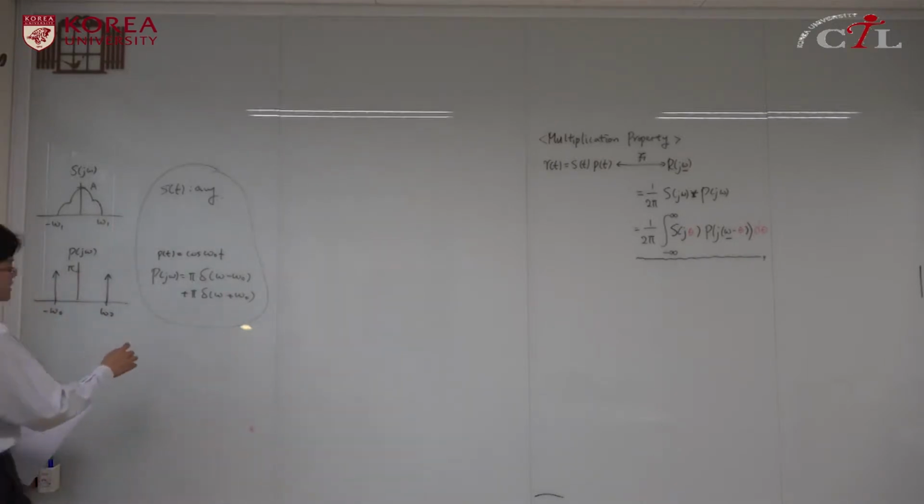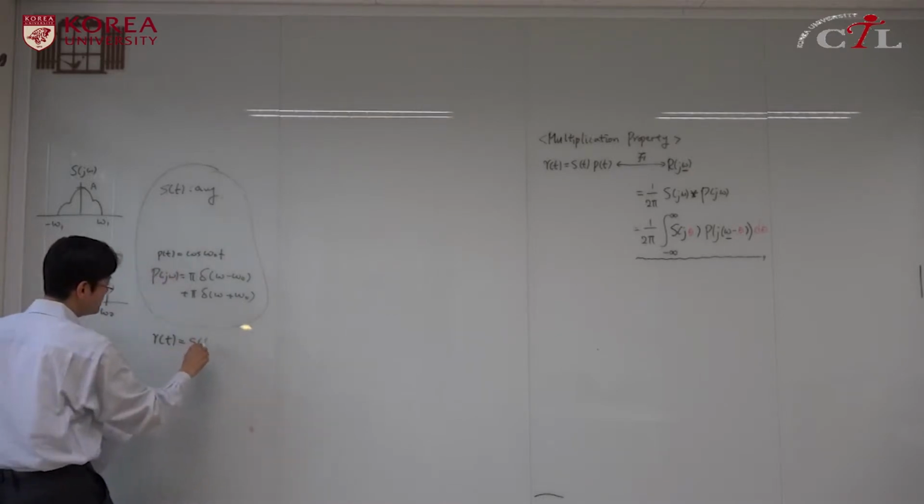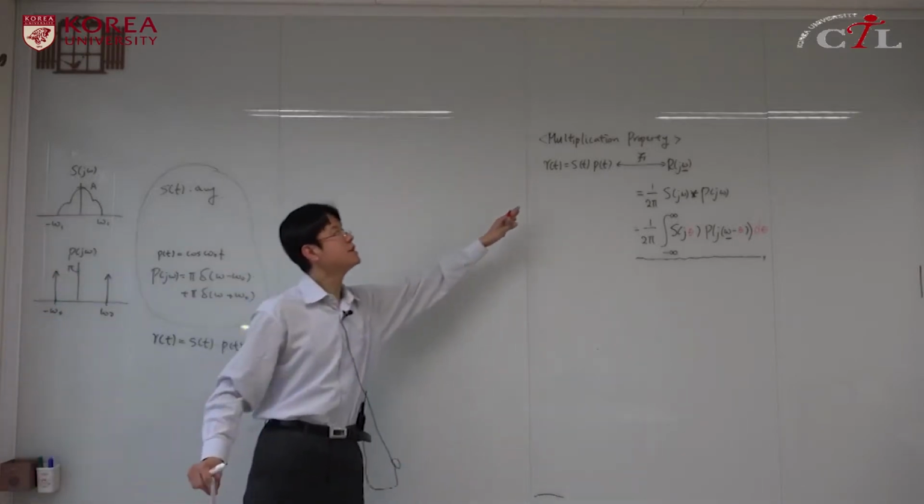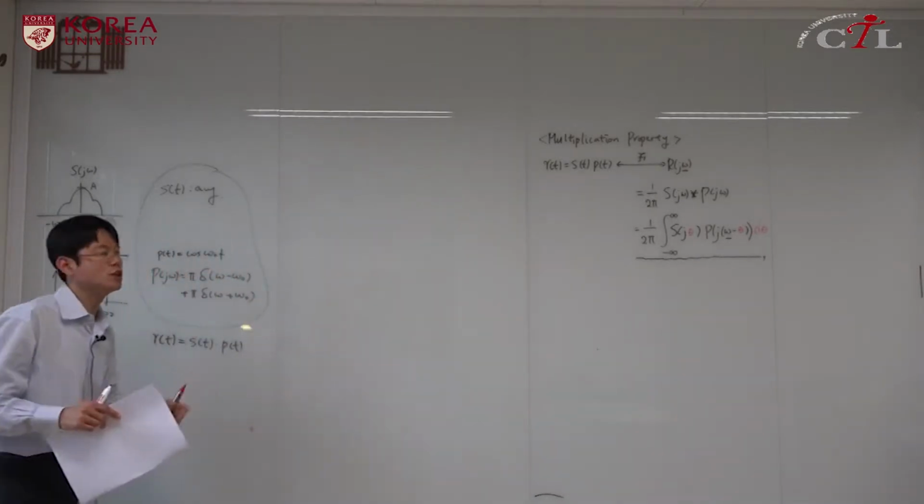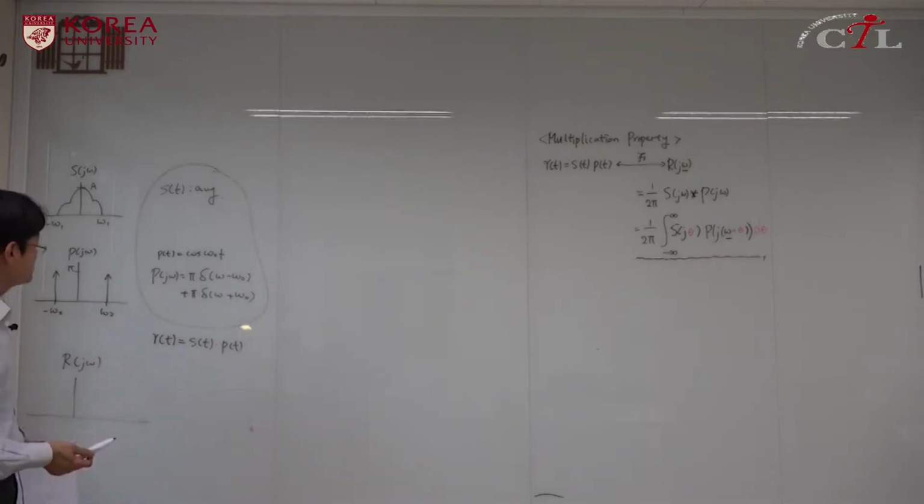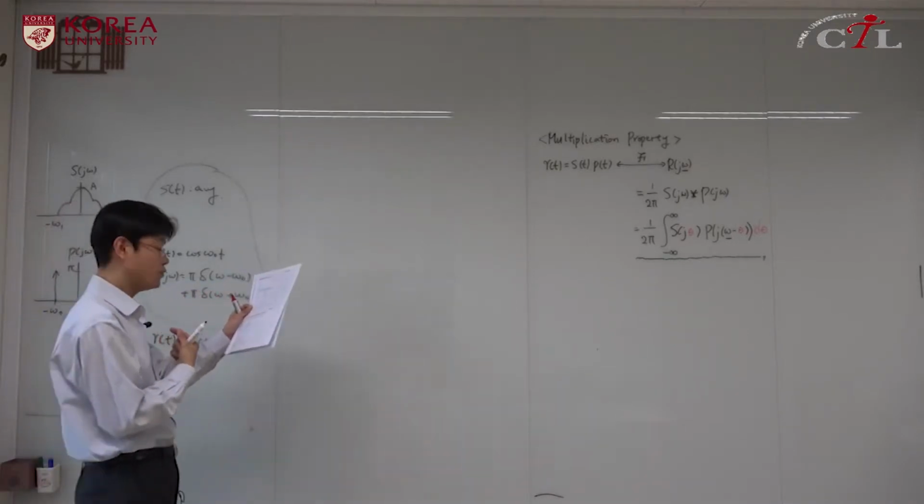Then the resulting signal, if we think about r(t) as s(t) times p(t), then by this multiplication property, it's the convolution of two signals. So it will turn out to be a specific form. Shall we calculate it? Okay, let's calculate it. This is actually the next page, example 4.21.